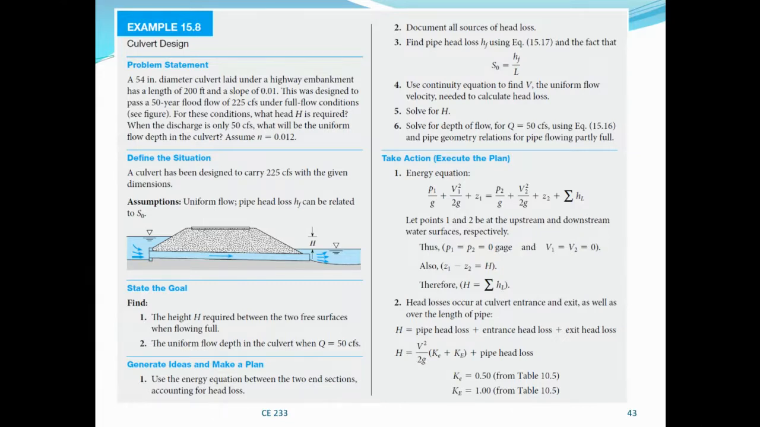So you can see here the height H required between the two free surfaces when flowing full. And when flowing full, it will flow as a pipe flow, because all the spaces within the culvert will be filled up. And we are to find the uniform flow depth in the culvert when the discharge reduces from 225 to 50. So here we use the energy equation between the two ends, to account for head loss, because we want to find the elevation difference. Like this is H, the elevation difference between the two pools.